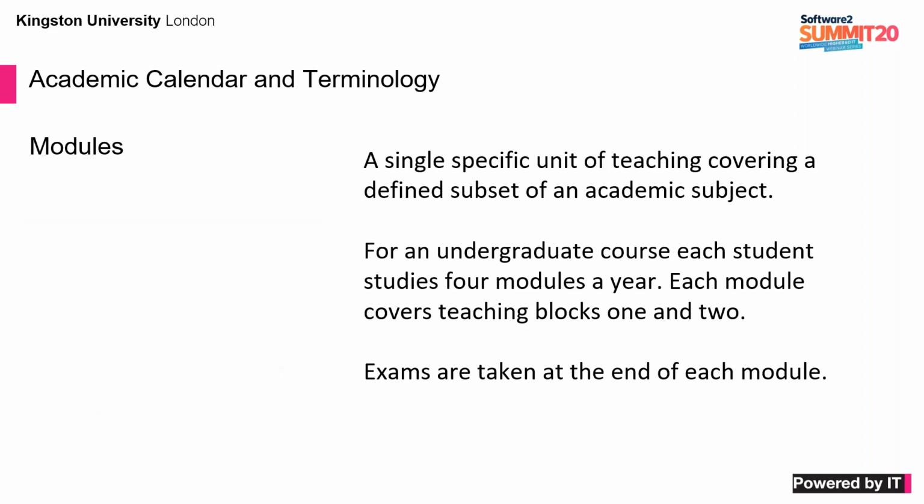We then have modules. This is our specific unit of teaching covering a defined subset of an academic subject. So for an undergraduate course, each student will do 4 modules a year. And those modules will cover teaching block 1 and teaching block 2. Exams are taken at the end of each module. So our students will typically do 4 exams a year.